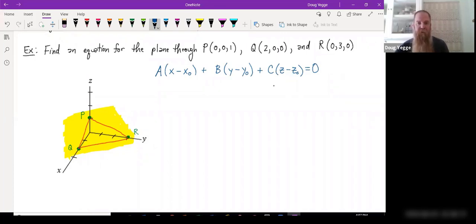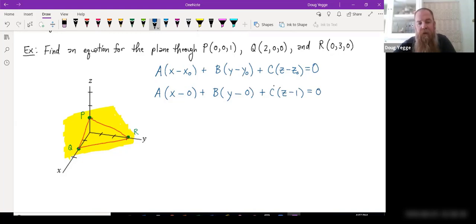So why don't we just use the first one, and we could start off by saying that this is a times x minus 0 plus b times y minus 0 plus c times z minus 1. I just chose to use the point P. But now what we need is a vector abc that's going to be orthogonal to that plane.